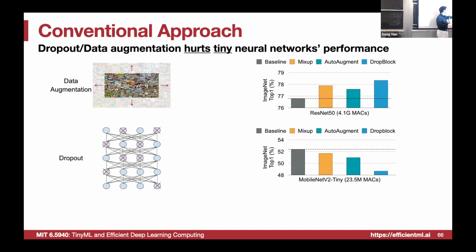The baseline model is more than 52%. It's pretty low, but applying these techniques, mixup, AutoAugment, DropBlock, the accuracy is even lower, less than 50. So that's the issue, where we don't have a good approach to train these tiny nets. Conventional data augmentation and dropout approaches actually don't work for tiny neural network training, but even hurt tiny neural network training because they don't have enough capacity.